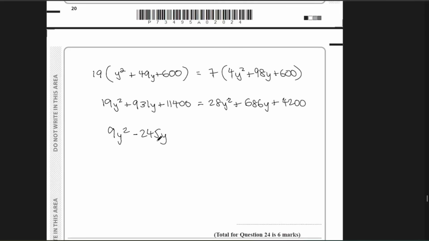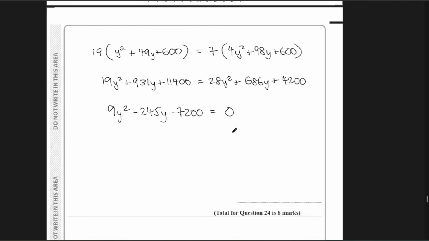4200 minus 11400 gives us minus 7200. And that will be equal to 0. And we'll need to solve this. So to solve this, we can use our calculator. Some of the calculators allow us to solve these quadratic equations. If not, we can use the quadratic formula. We can also use simple factorization, but let's use quadratic formula for simplicity.